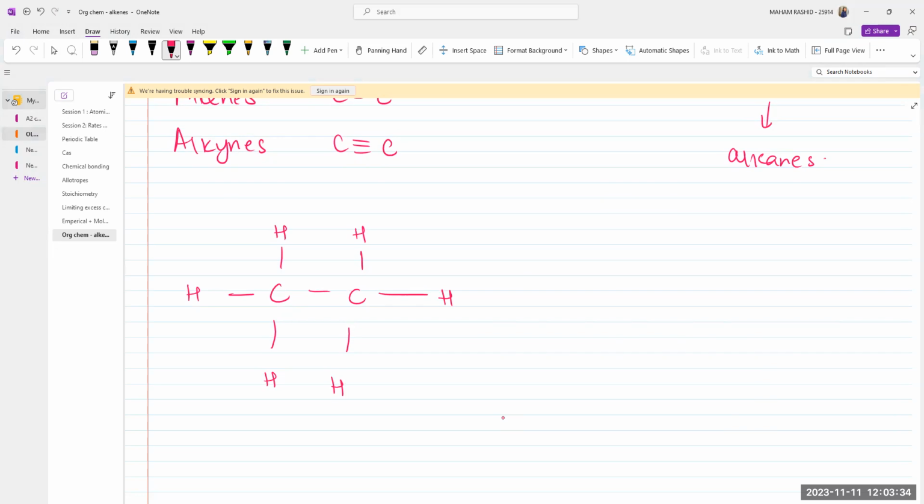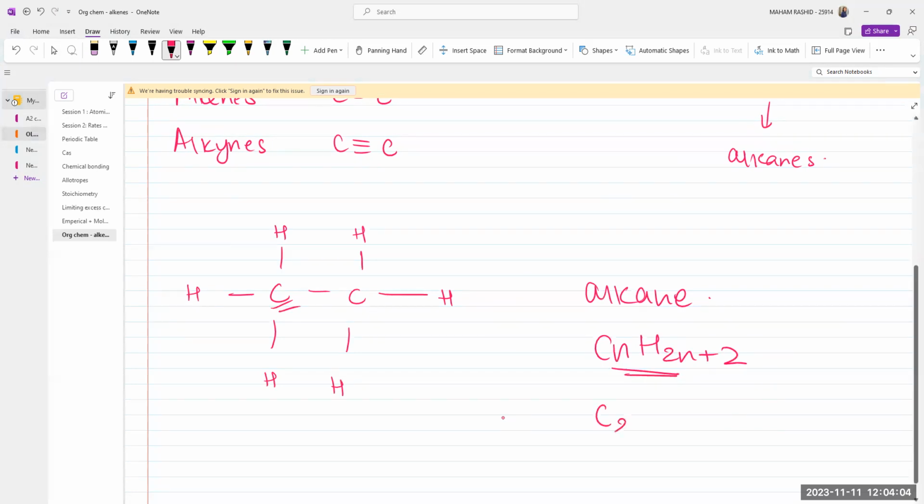So if I were to make this, is it an alkane or an alkene? It's an alkane, right? Why did you say that? Because it has single bonds. Right. And also, the formula for an alkane is CnH2n+2. So we have two carbons here.